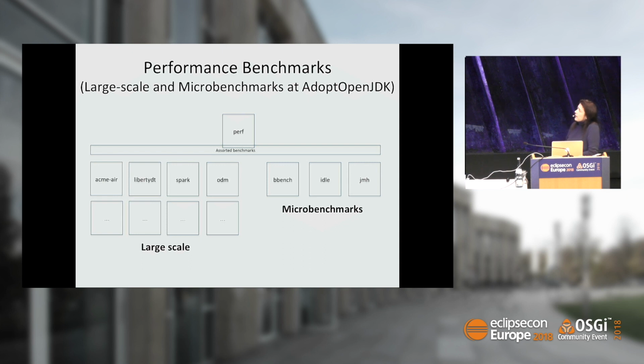And this is what we intend to grow at AdoptOpenJDK. Right now we only have one large-scale benchmark there, but shortly we'll be bringing Acme Air and Liberty Day Trader benchmarks there. And we also have an idle micro benchmark running in the nightly builds, and shortly we'll be bringing a bunch of Bumblebench micro benchmarks. Those are in different categories, like micro benchmarks for string implementations, shared classes and that kind of thing. So that's kind of the view of it.